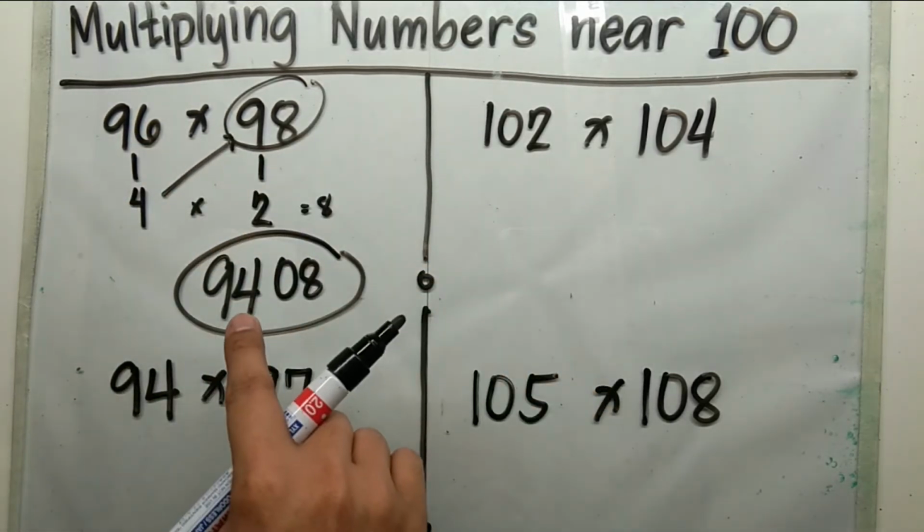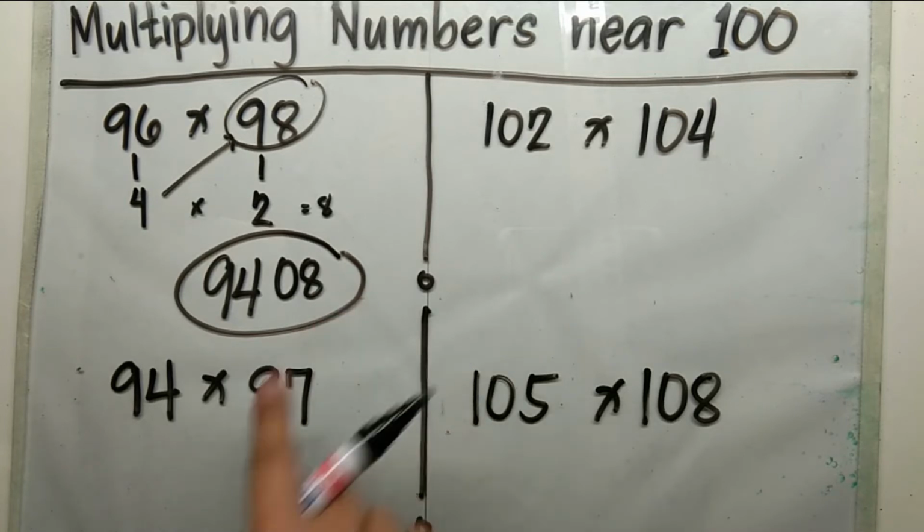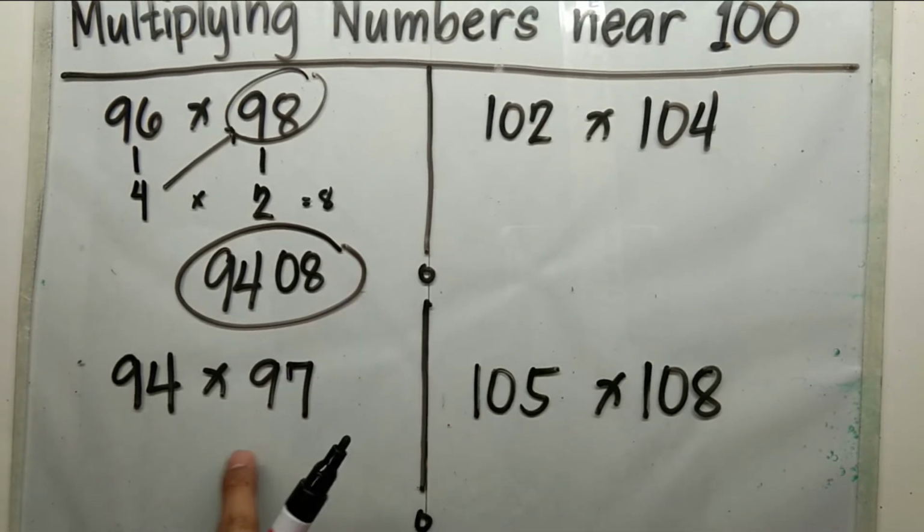It's 9,408. Now try this second example.